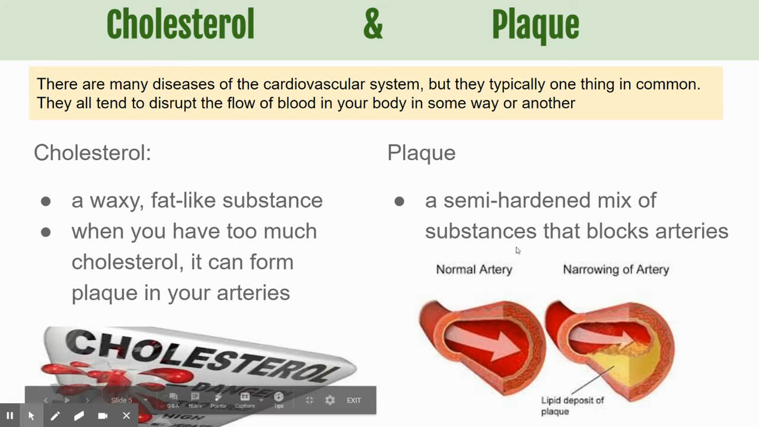So the main reason this can occur is due to cholesterol and this plaque. Cholesterol is this waxy, fat-like substance, and when you have too much cholesterol, it can form this plaque in your arteries. So there you can see it, which gets to be a semi-hard substance that blocks the arteries and narrows where the blood can flow through. So you get the high blood pressure problem, but then you can also get a complete blockage problem.